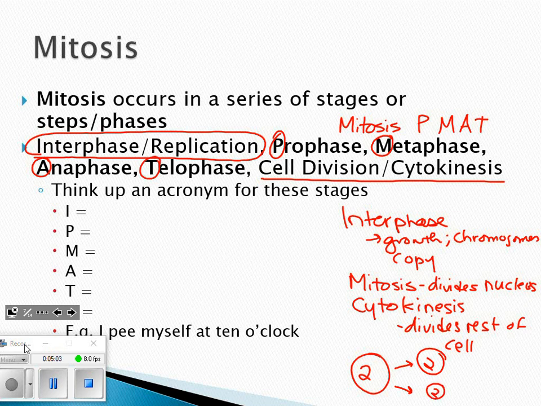You might want to think up an acronym for these stages. You can use PMAT if you like, or you can come up with another one. I for interphase, PMAT for prophase, metaphase, anaphase, telophase, and then C for cell division. Go ahead and think of your own if you'd like, or just use one of those, but you need to remember at the very least PMAT and what those stand for.